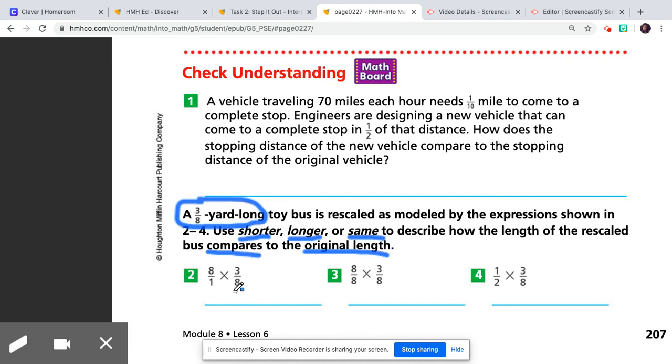yards long. And you can see that in each of these, they each have 3/8, 3/8, 3/8. Here they multiplied by 8/1, okay, 8 ones, 8/8, and half. So what I multiply here, is it going to be shorter, longer, or the same? And I multiply here, is it going to be shorter, longer, or the same? Shorter, longer, or the same?